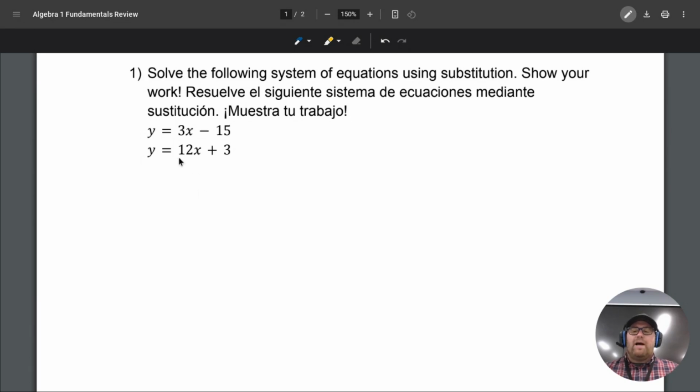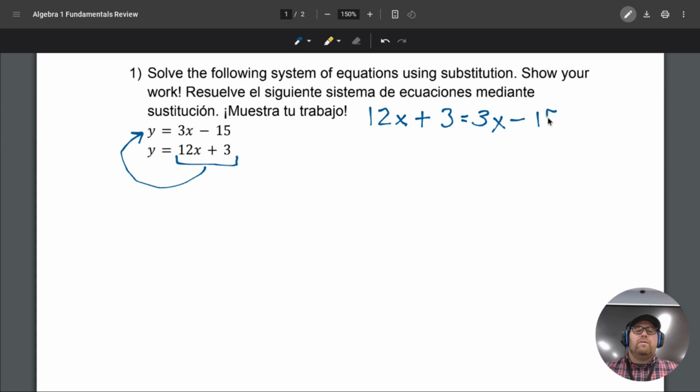Both of these equal y, so I'm going to take this value here and put it in for y here. So I'm going to rewrite the top equation as 12x plus 3 and set that equal to 3x minus 15. Now I want to get my x's on one side, so I'm going to subtract 3x from both sides.